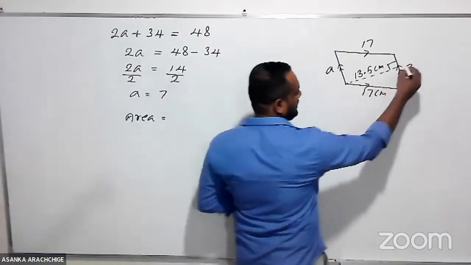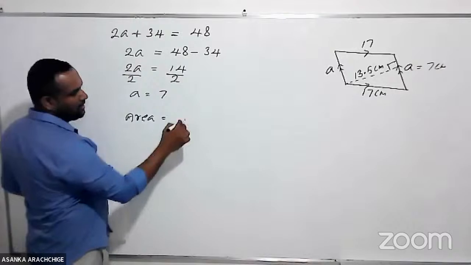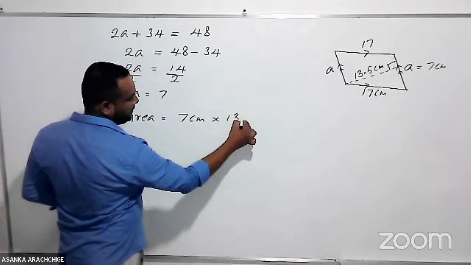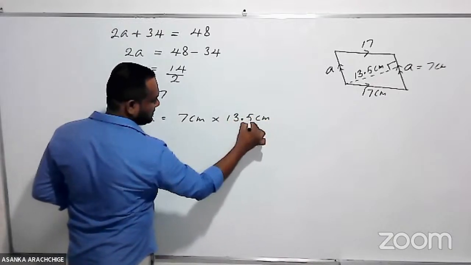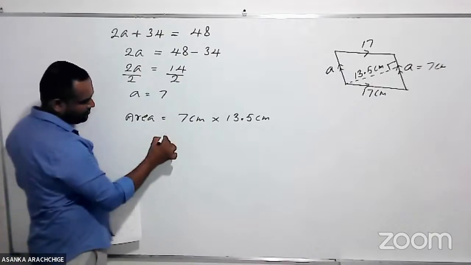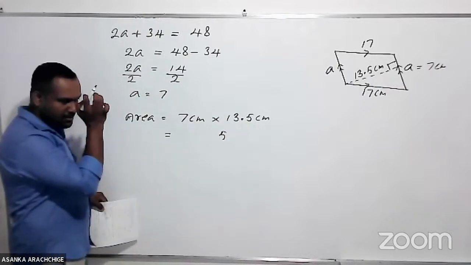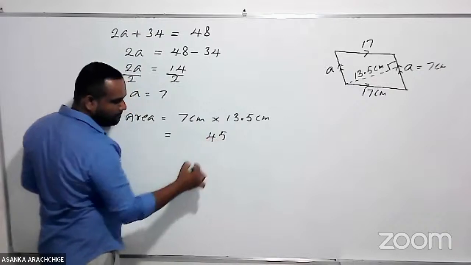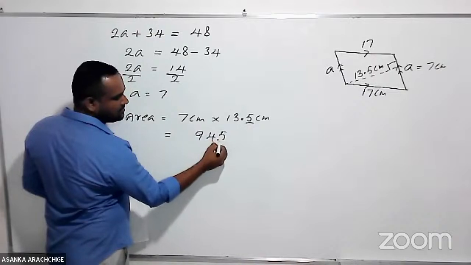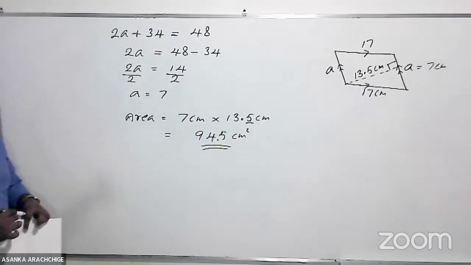Therefore, if this is 7, area is A times H. 7 centimeters into 13.5 centimeters. Is that clear? 94.5 square centimeters. 7 times 5, 35, 3 remaining. 7 times 3, 21, 3, 24. 2 remaining. 7 times 1, 7, 2, 9, and separate only 1 decimal place. Is this answer correct?